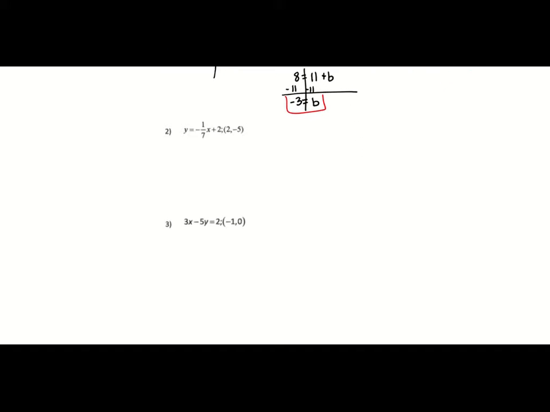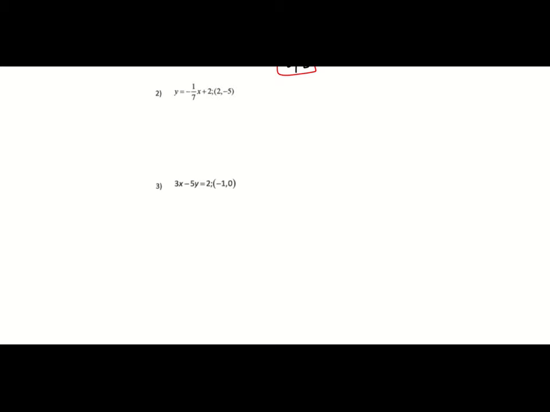Okay, let's look at another example. Number 2, again, I have my original equation. This is my first line, and the slope of my first line is negative 1 over 7. Now, if I want to find my m of my new equation, if it's going to be perpendicular, that means I have to take the opposite reciprocal. So I'm going to flip it over. It's going to be 7 over 1. And since it was negative, that means it's going to become positive. So now I have my new slope.